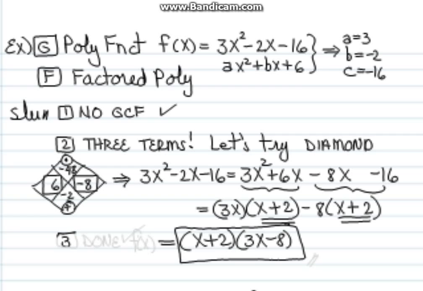When we stripped it away from the first piece, it left 3x, and when we stripped it away from the second piece, it left negative 8. So our final answer, we're done. It's f of x equals the factored form of x plus 2 in parentheses times 3x minus 8.